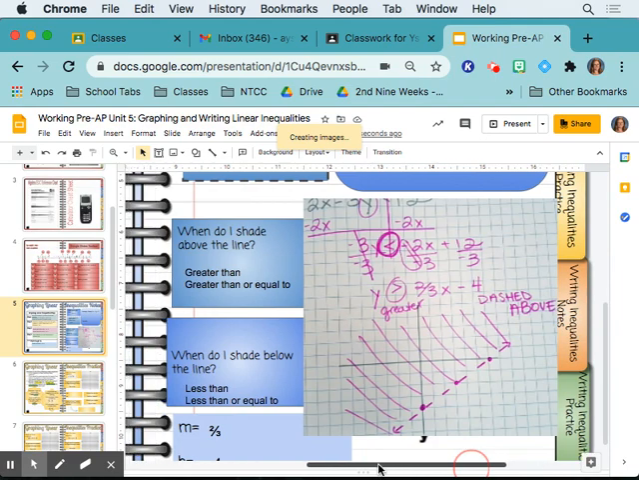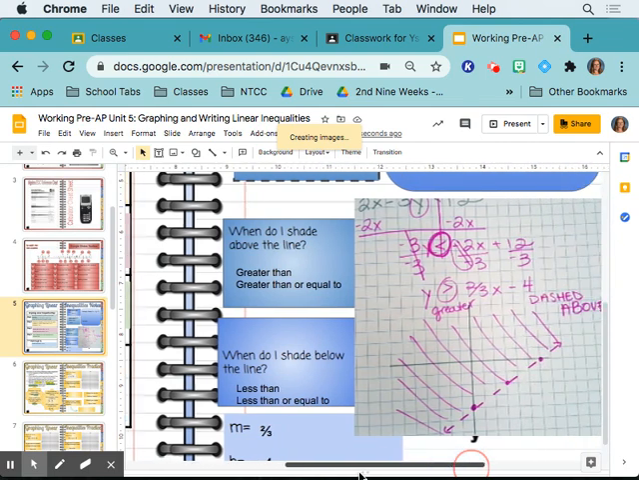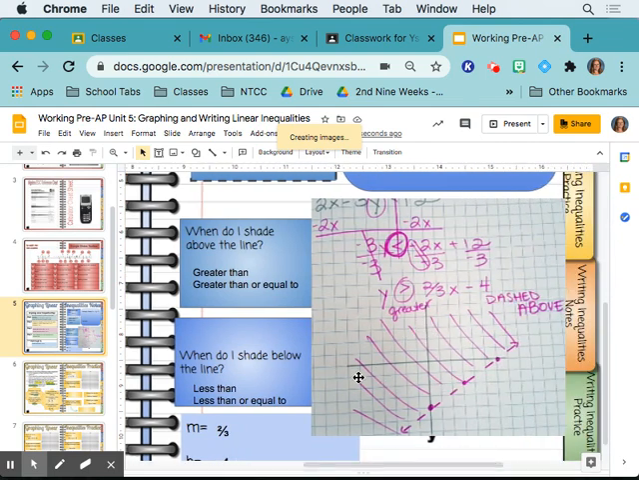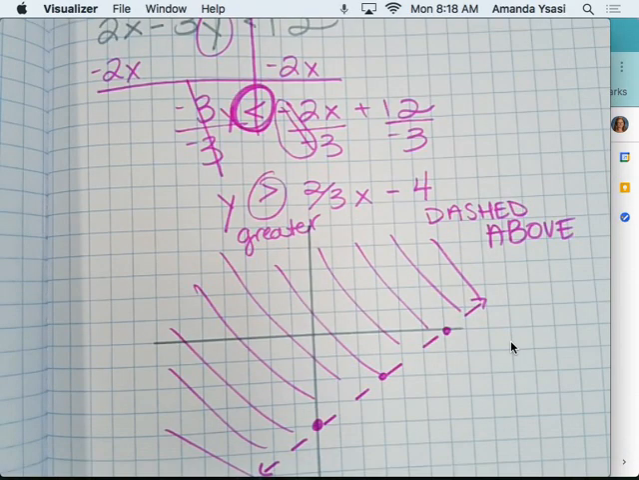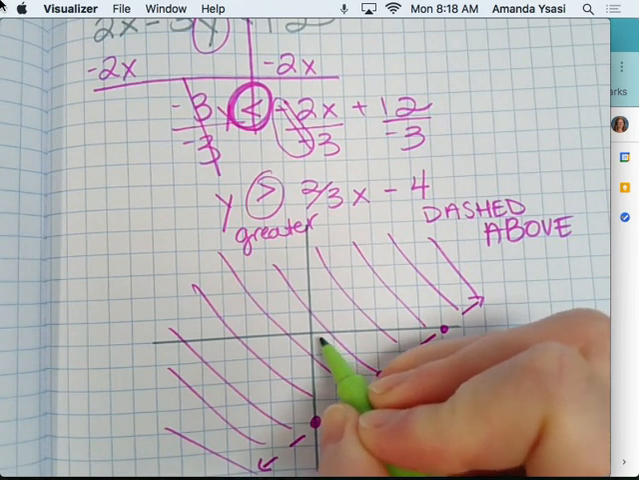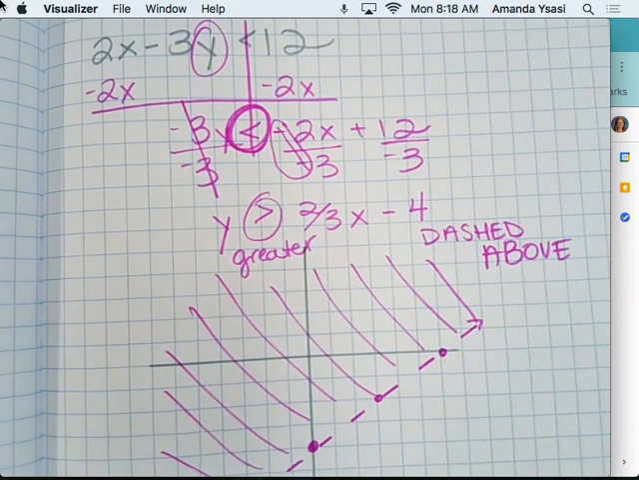Okay, so our last step was to use substitution to check a point in the shaded area. So we'd want to check a point that's over here because of the greater than symbol. This is our solution set. It's any number or any coordinate that falls in this area, not including the line because the line is dashed. So we are going to check a point. So let's just pick any point. And we're not going to pick 0, 0.